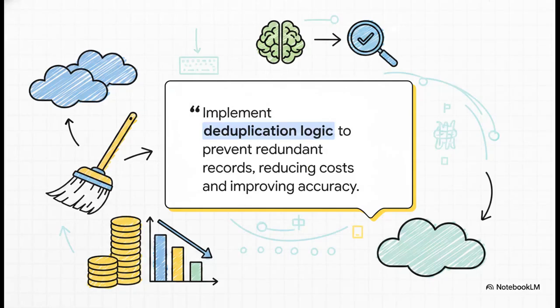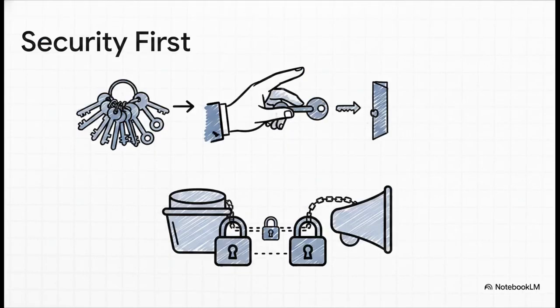And this right here is a really crucial point. Smart memory consolidation isn't just about keeping things tidy. No, it directly impacts both your performance and your wallet. If you implement some solid deduplication logic, you stop your AI from storing the same piece of information over and over again. This not only cuts down your storage costs, but, maybe even more importantly, it makes your AI's memory retrieval way more accurate.